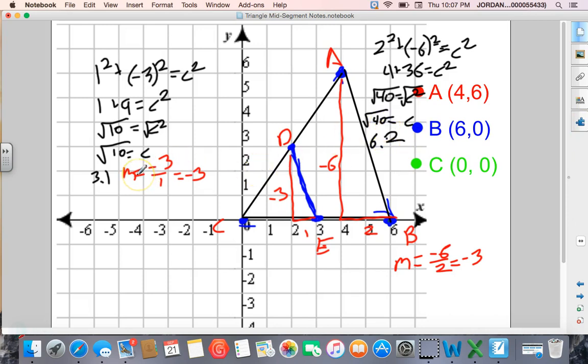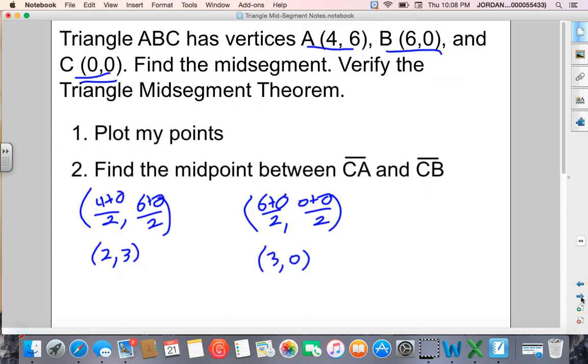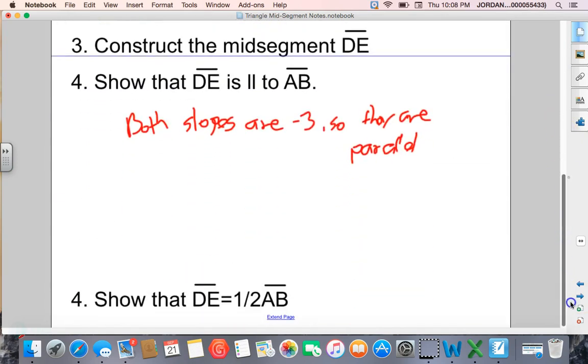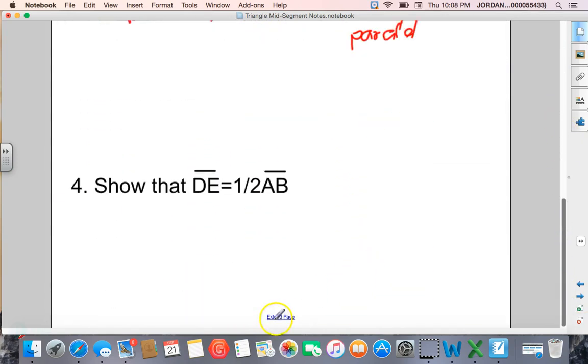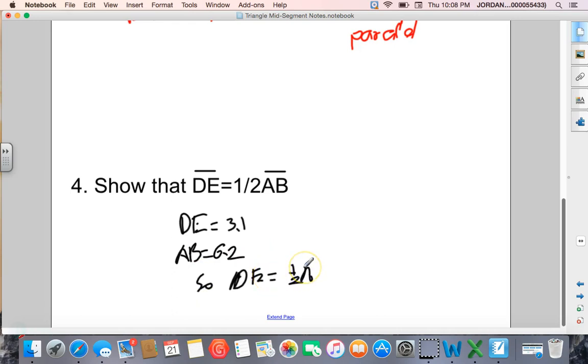and this is 3.1. Alright, so remember the whole point is for the third side to be twice as long as our midsegment, which it looks like it is. So we can say for this one that DE equals 3.1, AB equals 6.2, so DE equals half of AB.